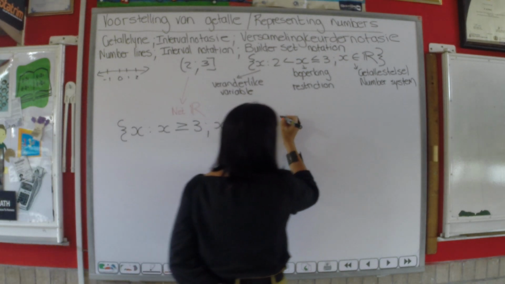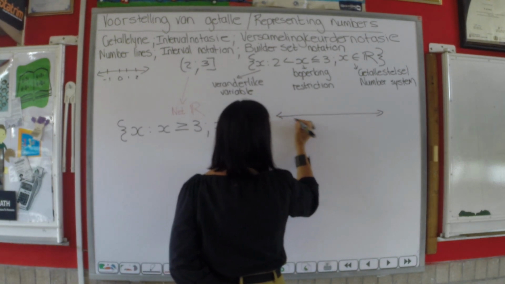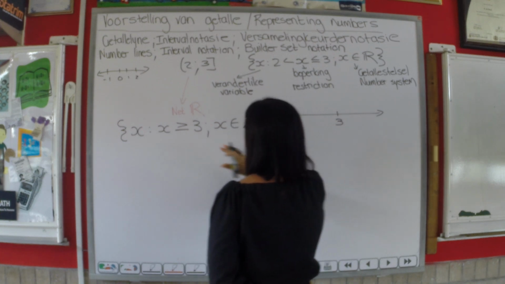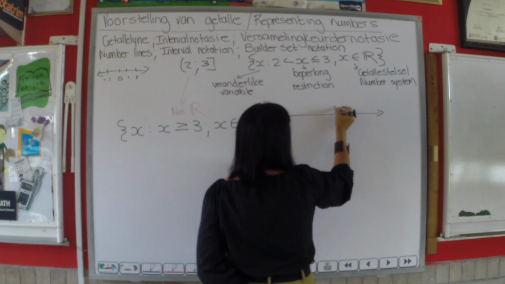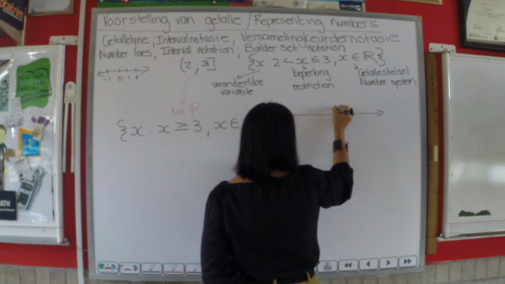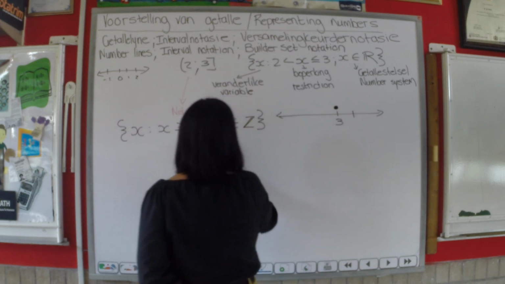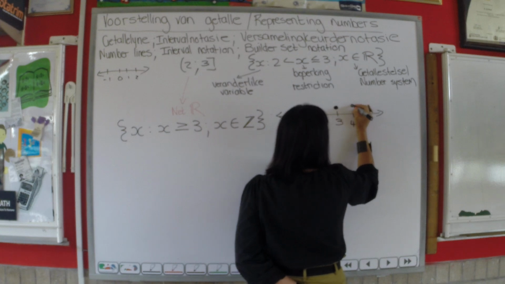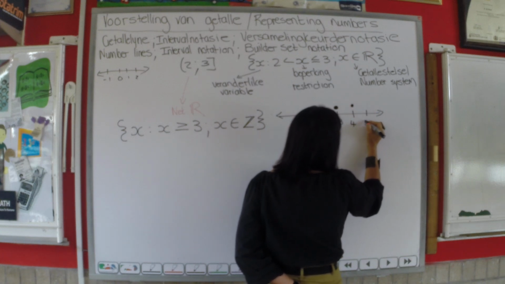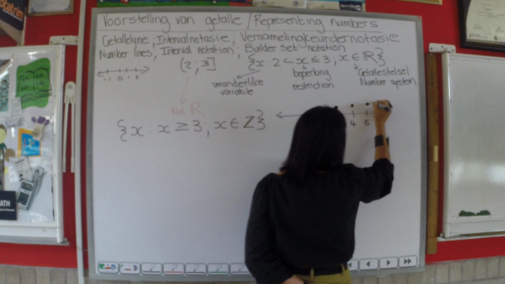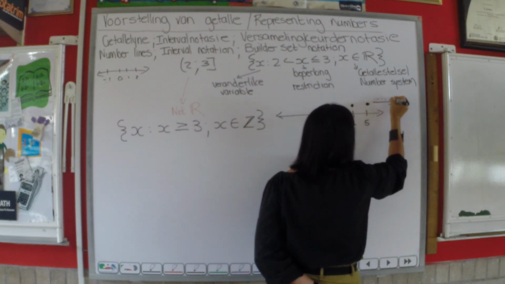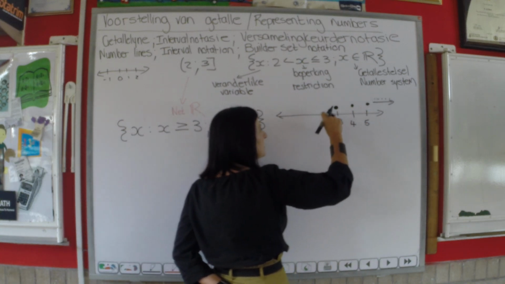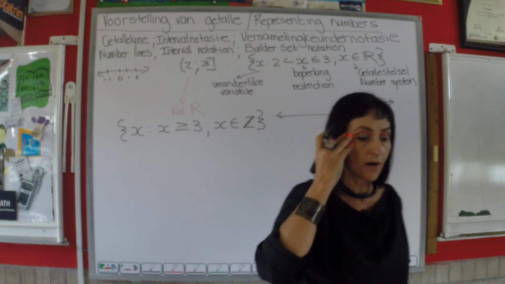So if you draw that on a number line, you can put in a 3 on your number line. Because there's an equals to, the dot at the top is going to be colored. And then, remember, it's integers, so it's not the fractions between. So we're going to make little dots on each integer, and we're going to show either by an arrow or dots that this goes on. So if you look at the picture, you can see clearly that it's only the integers 3, 4, 5, etc.